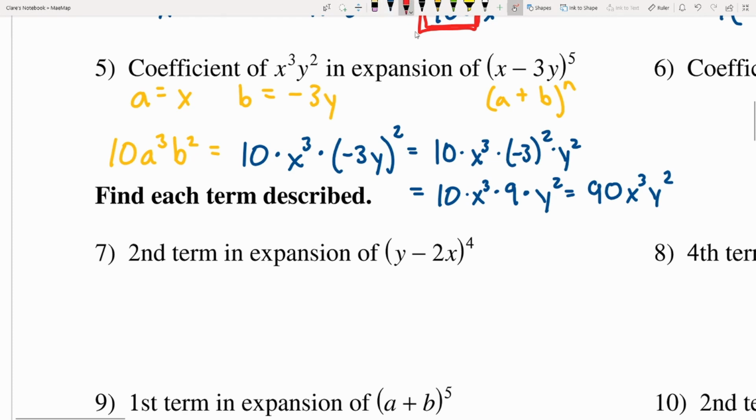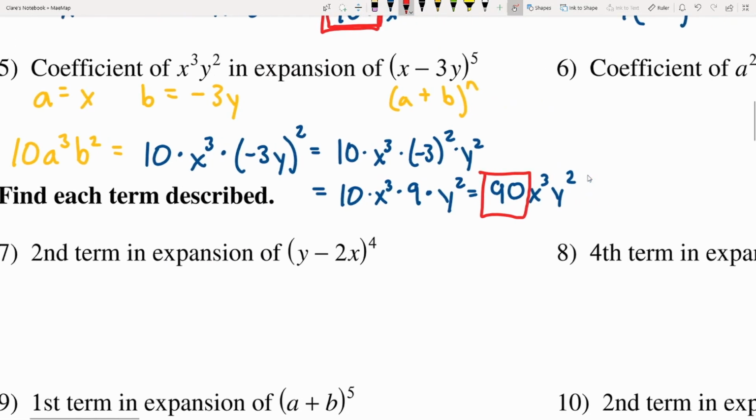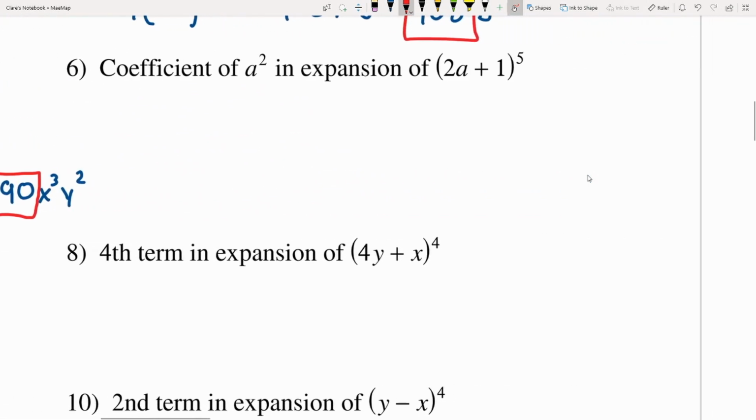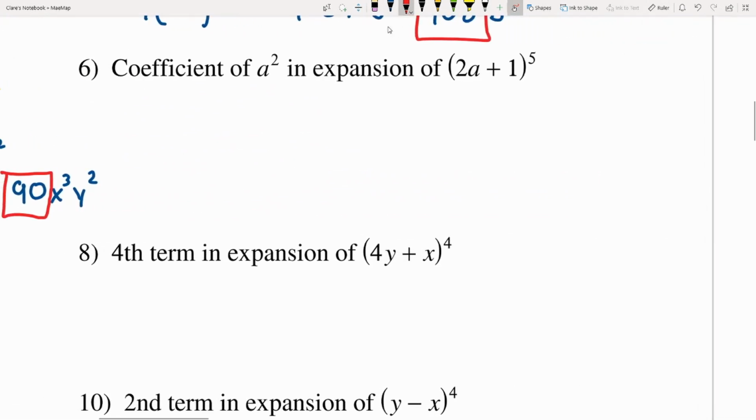Therefore, my coefficient of x cubed y squared in number 5 is 90. 90 is my solution for number 5. Now quickly, moving on to number 6, just to finish out these instructions, we're going to be finding the coefficient of a squared in the expansion of 2a plus 1 to the 5th.